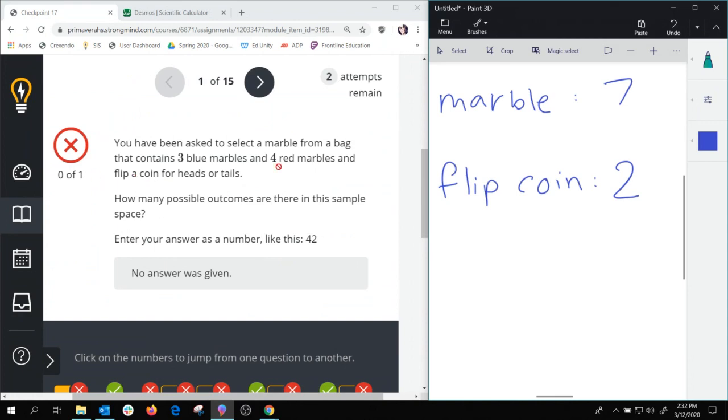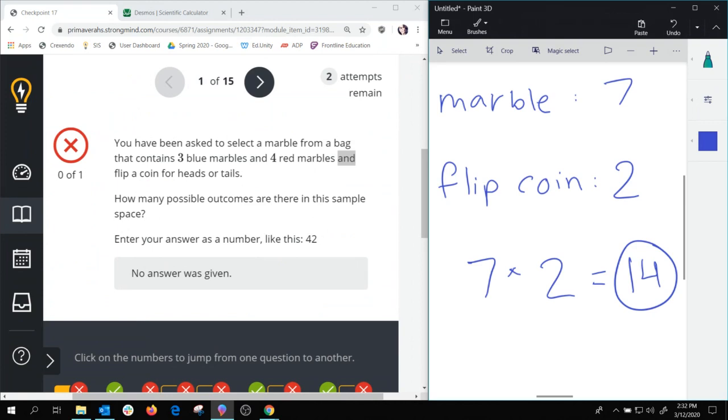So since this probability uses the word and, it means we are going to multiply. So all I have to do is 7 times 2, which gives me 14. So the sample space for this problem would be 14, meaning I have 14 different outcomes.